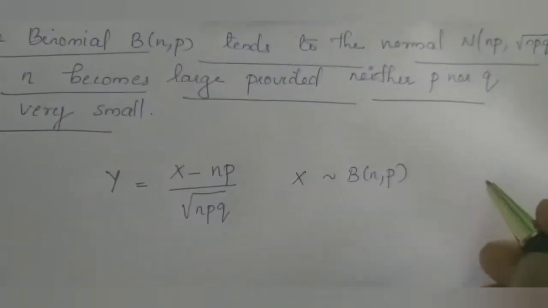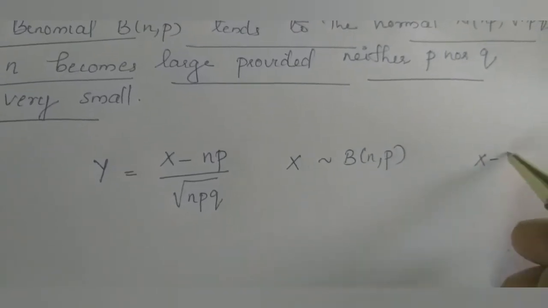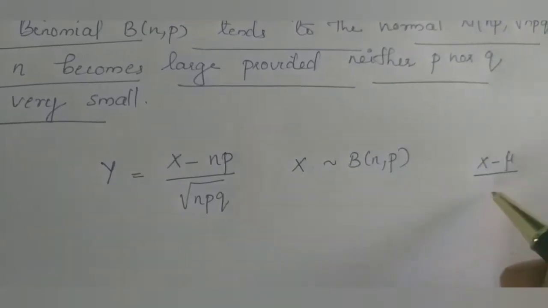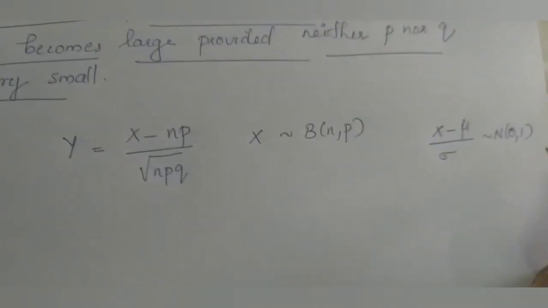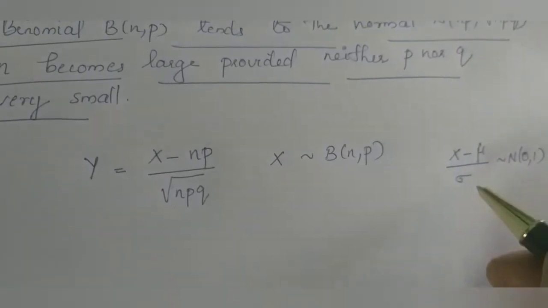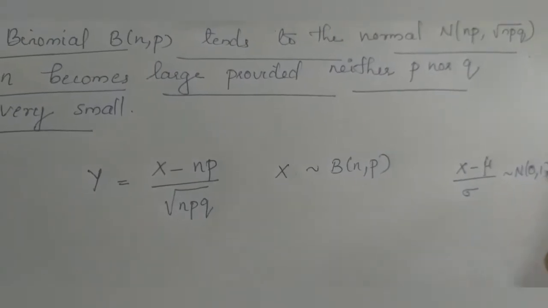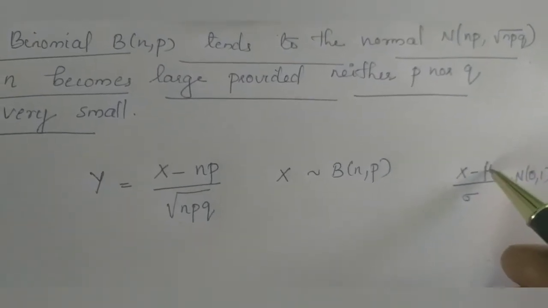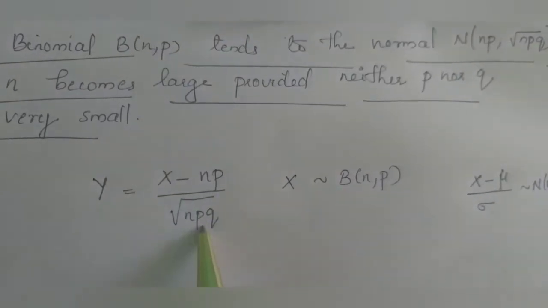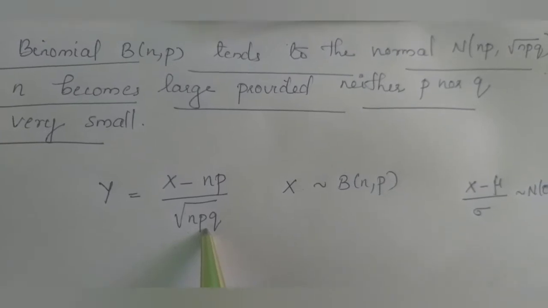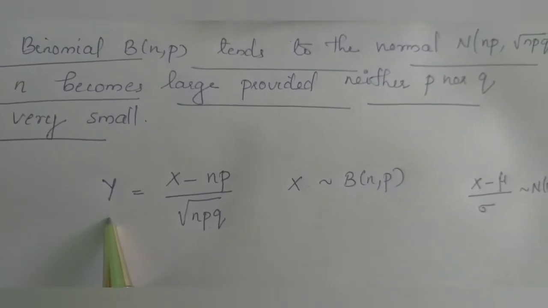We have already studied in normal distribution that if x follows normal distribution, then x minus its mean divided by standard deviation follows standard normal distribution, that is N(0,1). Here, instead of the normal distribution, we are using the mean and standard deviation of the binomial distribution, and we are using the MGF technique to determine the distribution of y.